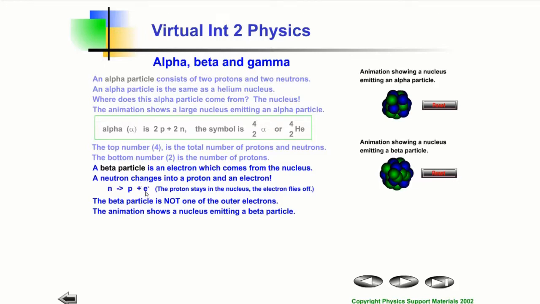The symbol for a beta particle is a Greek letter beta. Okay, and what we have is a neutron changing to a proton and releasing an electron or a beta particle.